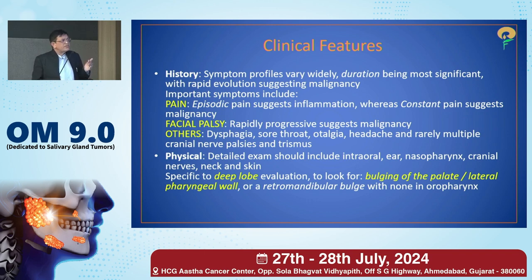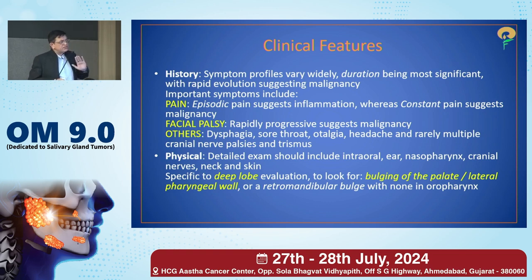These are a wide variety of symptoms, and believe me, I have seen each of them in some of the patients. So you can have dysphagia, you can have sore throat, otalgia, headache, and rarely multiple cranial nerve palsies, and even trismus, because as I said, it shares a wall with the masticator space. If your tumor is malignant and gets into the masticator space, you're going to have trismus. So all these manifestations can be part of a deep lobe tumor.